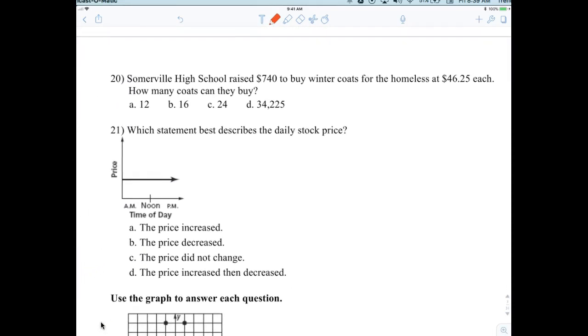All right. So Somerville High School raised $740 to buy winter coats for the homeless at $46.25. How many coats can they buy? How much? 16. Is everybody happy with that? That's just a basic division problem, right?